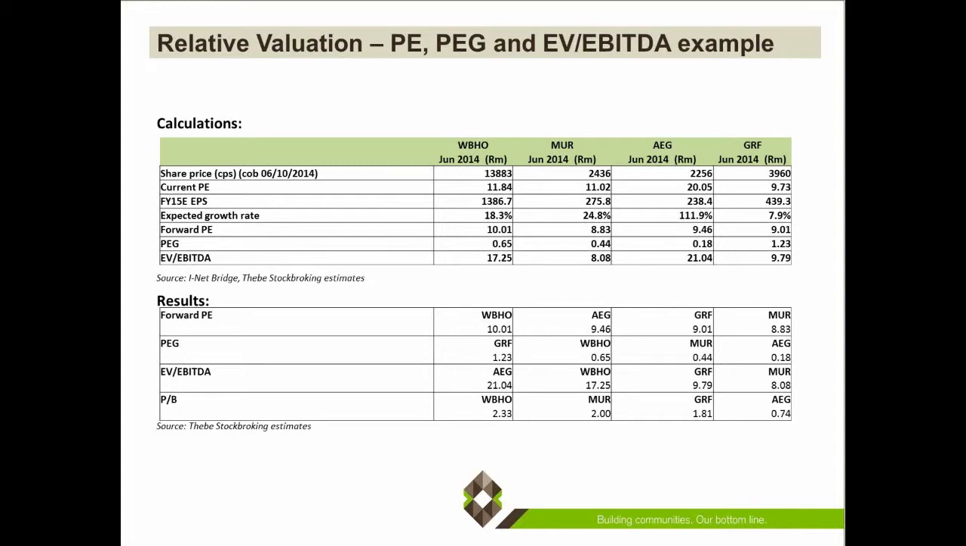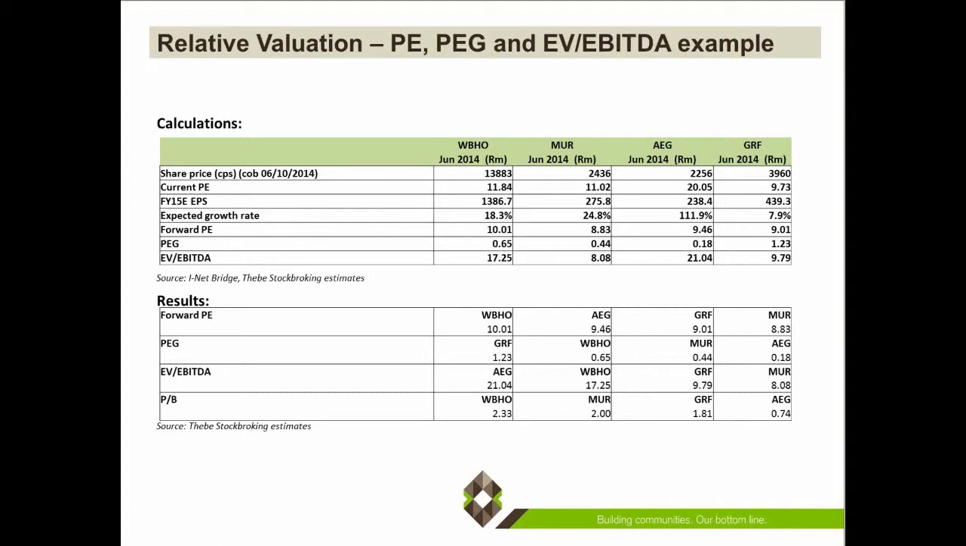So we've got the share price, the current PE, and the forward earnings per share. The forecast earnings per share you can get easily from data providers like Bloomberg or iNet Bridge that normally pull consensus forecasts from the different institutions, the different brokerage houses. And then we can work out the expected growth rate, your forward PE, your PEG ratio, and your EV/EBITDA, as well as your price to book ratio.